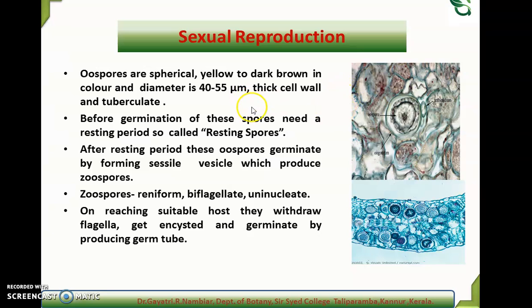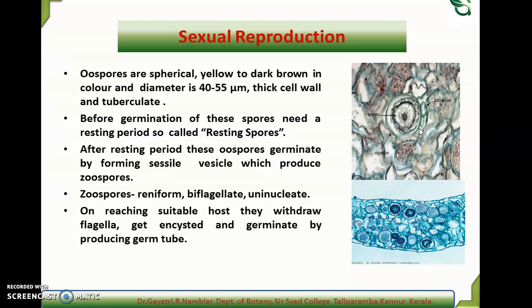So, oospore, which is the diploid zygote, is spherical, yellow to dark brown in color, and its diameter is 40 to 55 micrometer, and it has a thick cell wall and is tuberculate in nature. The picture shows this one as the oogonium, and the central portion is the oospore, and this portion is the antheridium. Antheridium and oogonium will fuse, resulting in the formation of zygote.